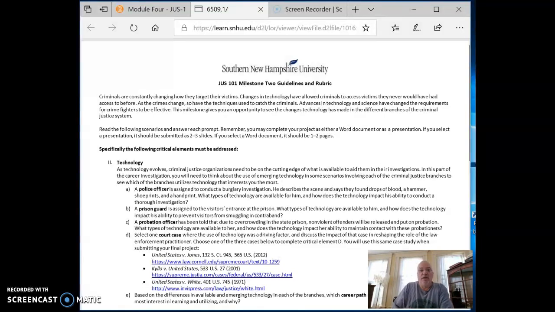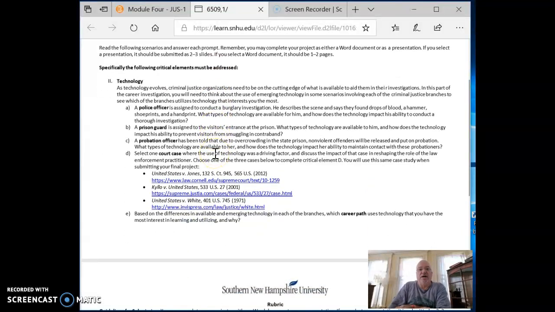All right, so the paper, I'm going to start right here. Read the following scenarios and answer each prompt. Remember, you may complete this as a Word doc or as a presentation. If you select a presentation, 2 to 3 slides, and the paper cannot be over 2 pages, period. So this is what you're going to do. Let's go right down here.